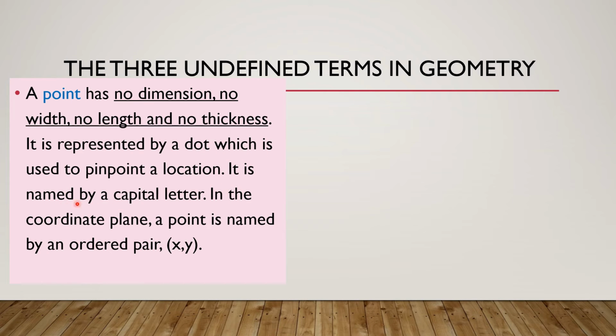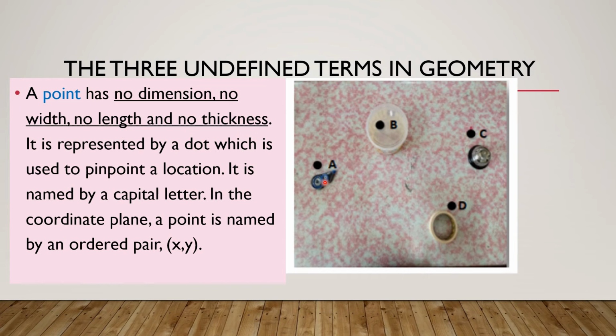It is named by a capital letter. In the coordinate plane, a point is named by an ordered pair. As we discussed before, we have x and y. That is a point, points in the Cartesian plane. For example here, we have point A, named by a capital letter. Point A, point B, point C, and point D. You can see here an example of points.